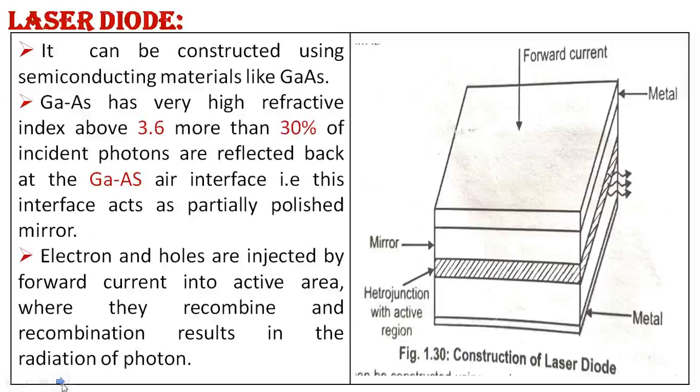Next one is the laser diode. It can be constructed using semiconductor material such as gallium arsenide. Gallium arsenide has a very high refractive index, above 3.6, so more than 30% of incident photons are reflected back at the gallium arsenide air interface. That is, the interface acts as a partially polished mirror. Electron holes are injected by forward current into an active area where they recombine, and the recombination results in radiation of photons.